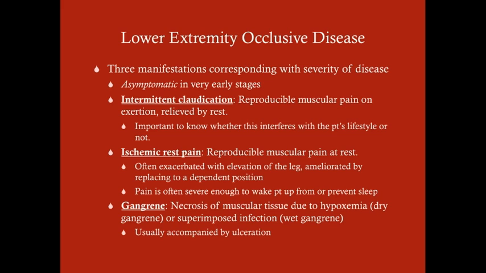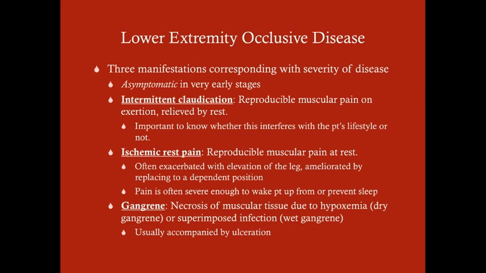Once it starts to develop symptoms, it's usually going to start out as intermittent claudication. And intermittent claudication is reproducible muscular pain that comes on with exertion and is promptly relieved by rest, usually within minutes. It's going to be important to know whether this interferes with the patient's lifestyle or not, because that's going to dictate treatment. So early on in the natural history of peripheral artery disease, lower extremity occlusive disease, you're going to have intermittent claudication, which is relieved by rest.